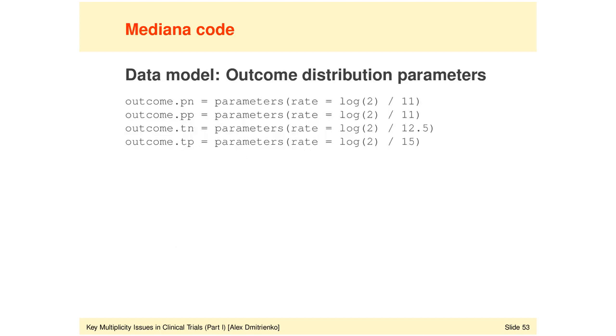This piece of code on slide 53 simply summarizes the assumptions that we presented in slide 52. We create 4 objects that store the assumed values of the hazard rate of the exponential distribution for the primary endpoint within each sample. And the suffix that we see, for example, for the first object, Pn, indicates that this is the set of assumptions for placebo patients with a marker negative outcome. PP, for example, stands for placebo patients with a marker positive status.